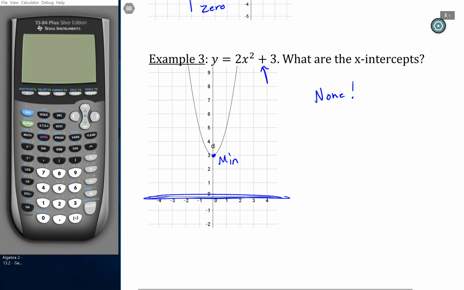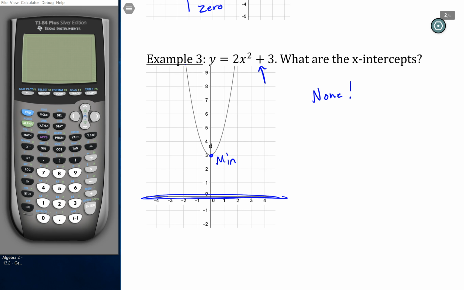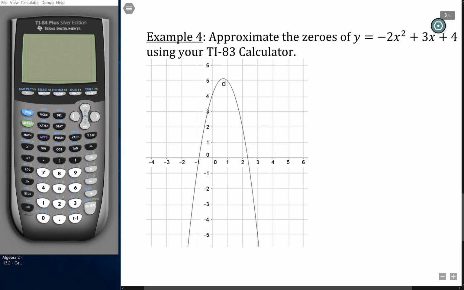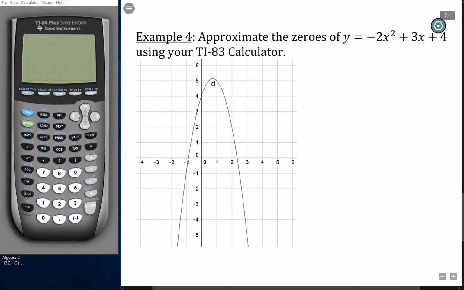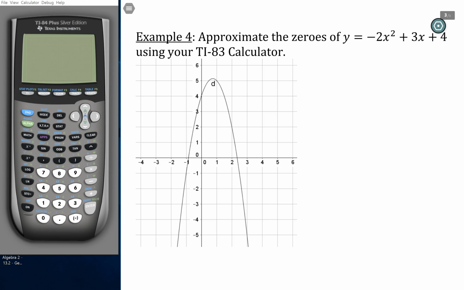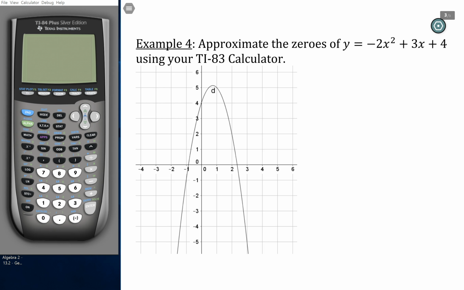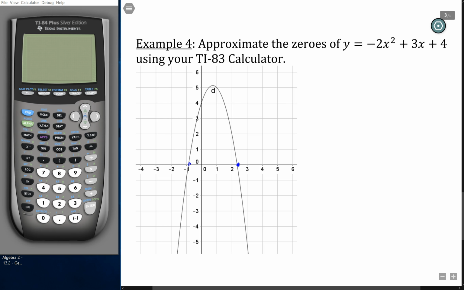All right, so these are all the very easy examples where the math works out perfectly. Let's take a look at an example like number 4, and here's where you're going to need to pull out your calculator, because your calculator can actually find these for you, and I'm going to show you how to do that. So this parabola clearly crosses the x-axis here and here, but it's not clear exactly where.